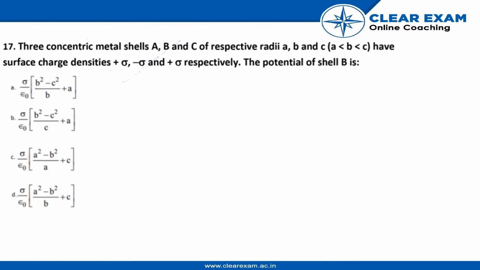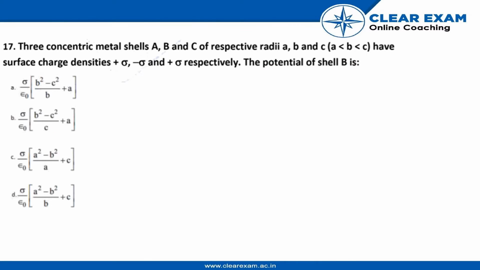Hello everyone. So let's discuss the solution for the given problem. The problem states three concentric metal shells A, B and C of respective radii a, b, c in increasing order have surface charge densities positive sigma, negative sigma and positive sigma respectively. The potential of shell B is.